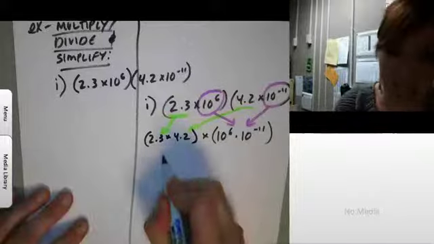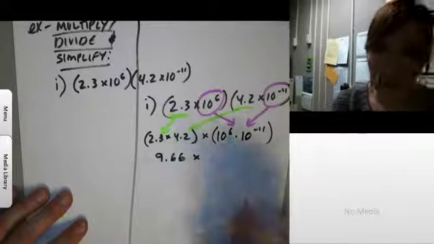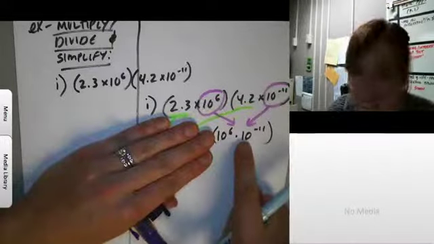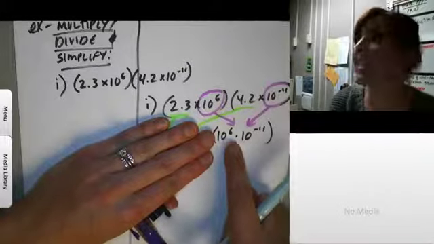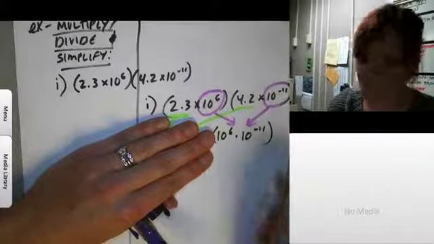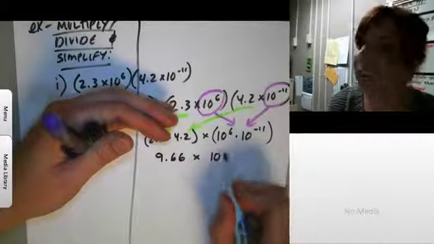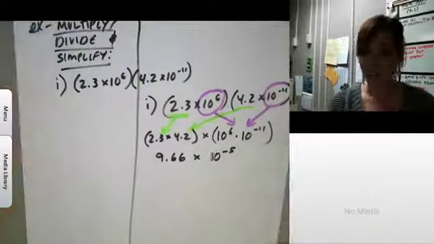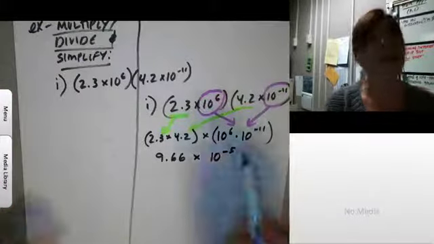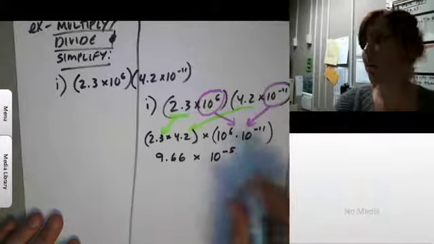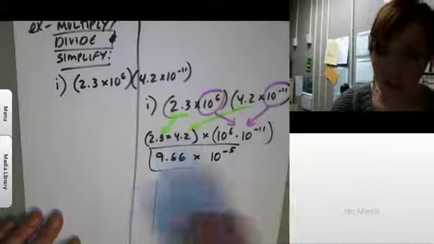9.66. Good. Okay, now from the last couple days, 10 to the 6th times 10 to the negative 11th is 10 to the negative 5th power. That's so close. 10 to the negative 5th power. Excellent. So remember, you keep the base the same, but add the exponents. Nicely done.